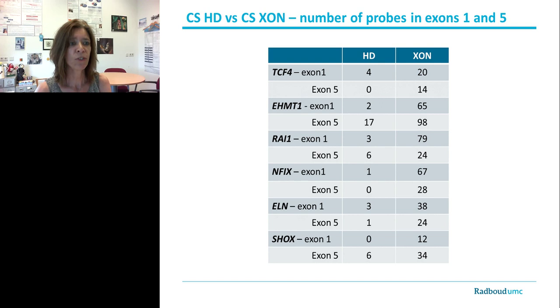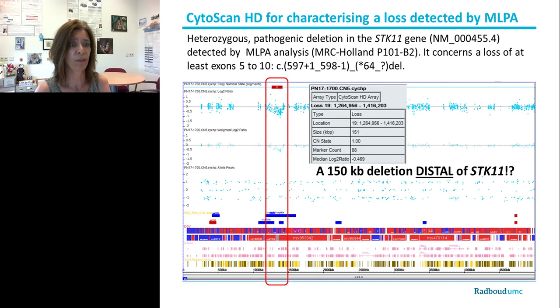Now, I was curious to see how many probes are there on those specific genes that I just mentioned for the exon 1 and exon 5. Here you see the number of probes for the HD platform, and there you see on the right-hand side the probes on the exon array. A tremendous increased number for the exon array, so really impressive.